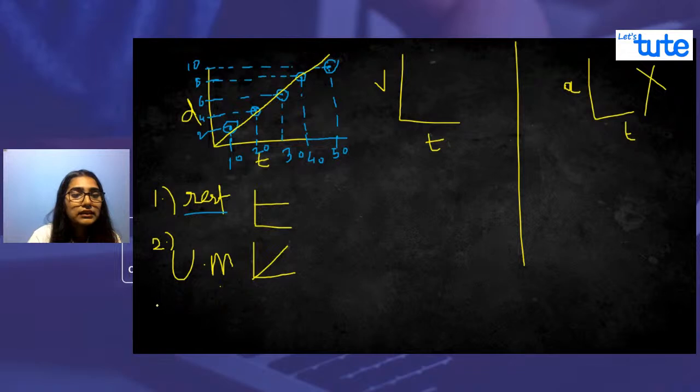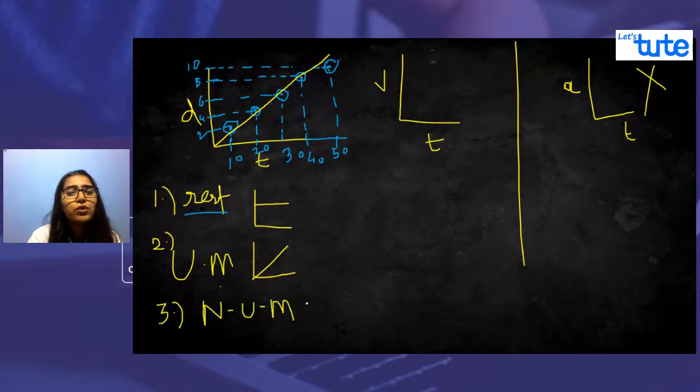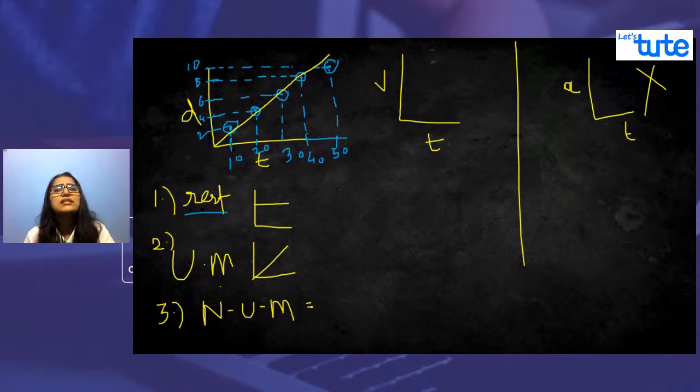But always remember, third point, what if the body is in a non-uniform motion? What if the body is covering unequal distances in equal interval of time? Yes. Coordinate geometry graph. Yes.